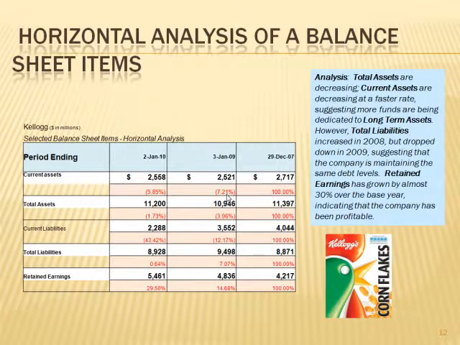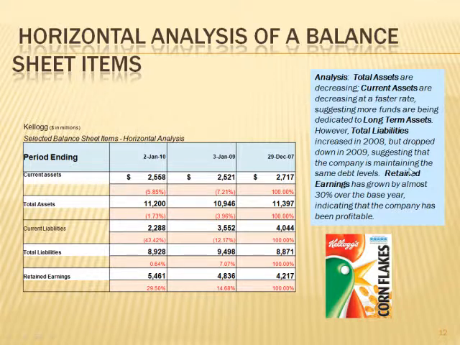All right, so summary in the writing, total assets are decreasing, current assets are decreasing at a faster rate compared to long-term assets. Total liabilities increased in 2008 but dropped down to 2009, suggesting that the company is maintaining the same debt levels. Retained earnings has grown by almost 30% over the base year, indicating that the company has been profitable. Now, retained earnings on a balance sheet is a real helpful number because if it grows, you know the company made money. And that's a good thing.